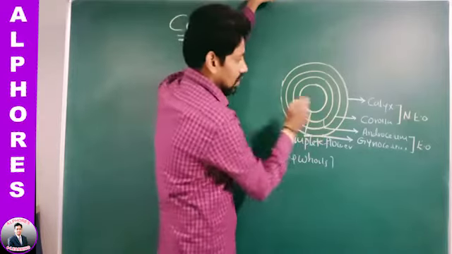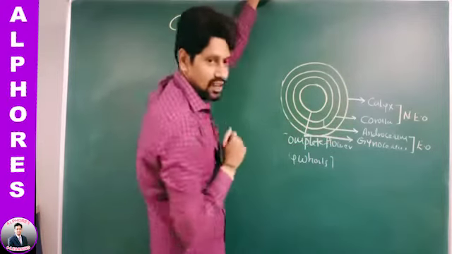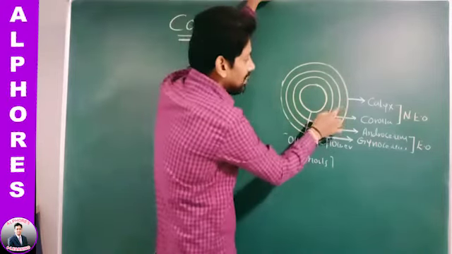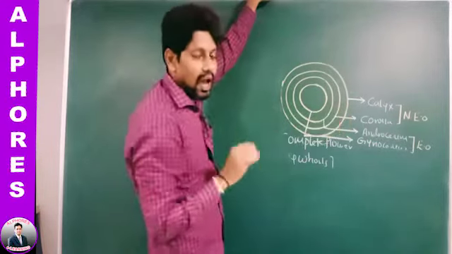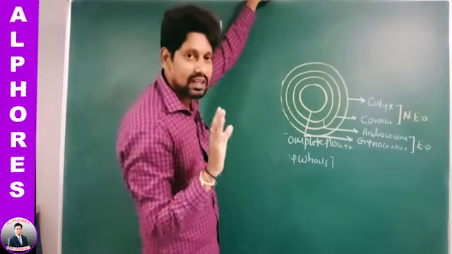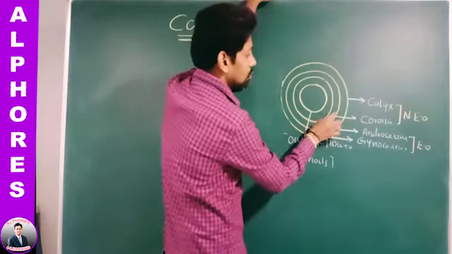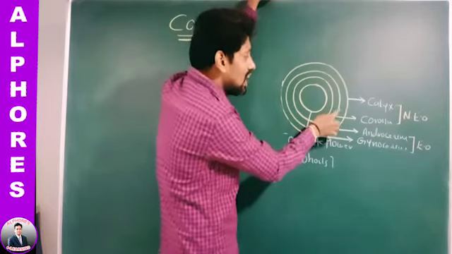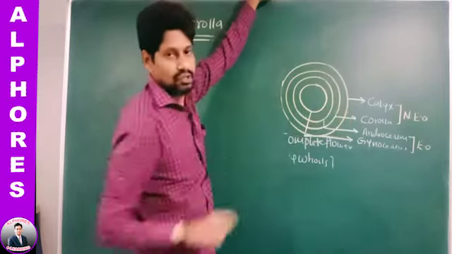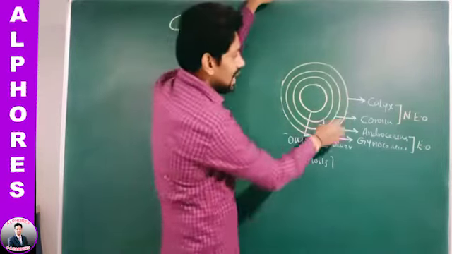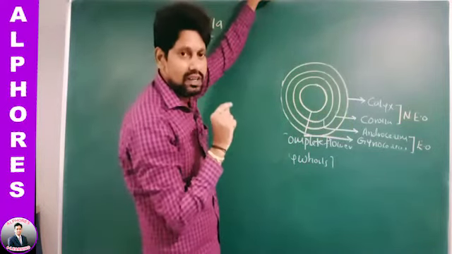Corolla. Calyx and corolla, these two are non-essential organs of a flower. In these two non-essential organs, who is outermost? Calyx. Who is inner? Corolla. I am not saying corolla is the innermost whorl of the flower. I am saying corolla is the innermost whorl of the non-essential organs of a flower. Calyx is at the first node, corolla is at the second node.